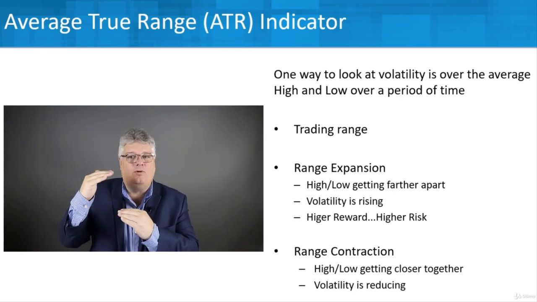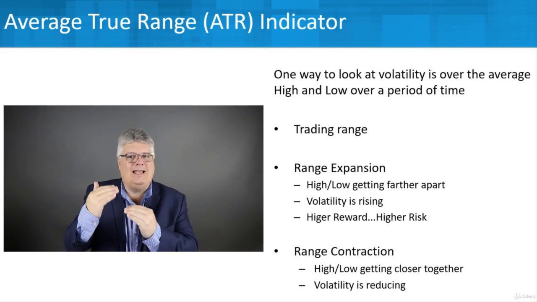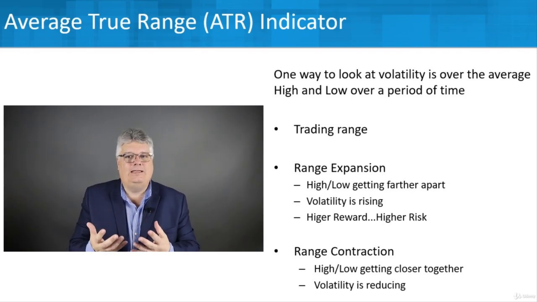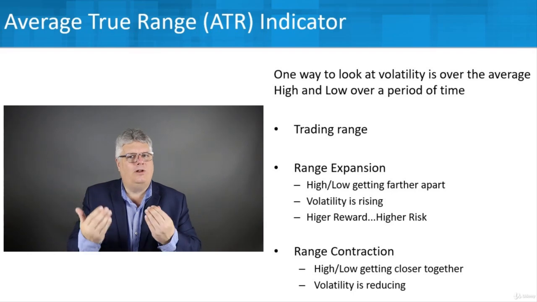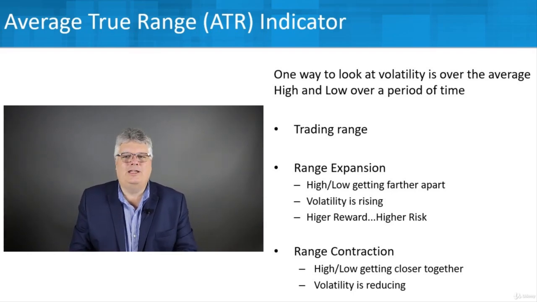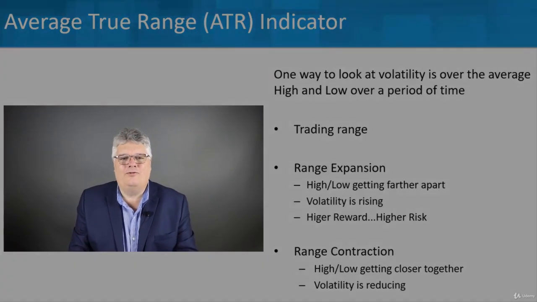The opposite of that, a range contraction, would be your highs and lows getting closer together, right? So volatility is reducing. There are fewer trading options or choices within a narrower range of prices. That's where we can use this ATR to see a measure of how volatile the market is, by looking at an average true range indicator that you can choose as an overlay on your trading platform, automatically calculated for you.